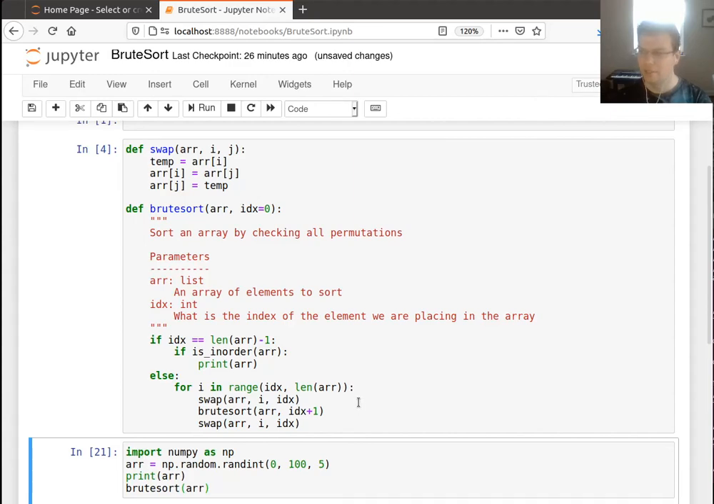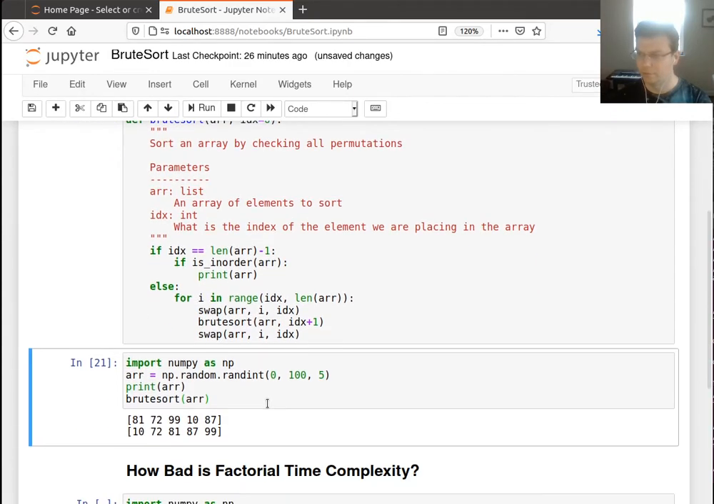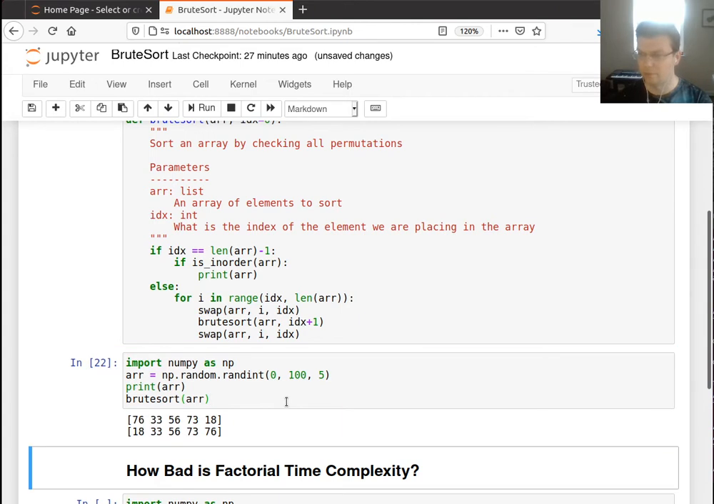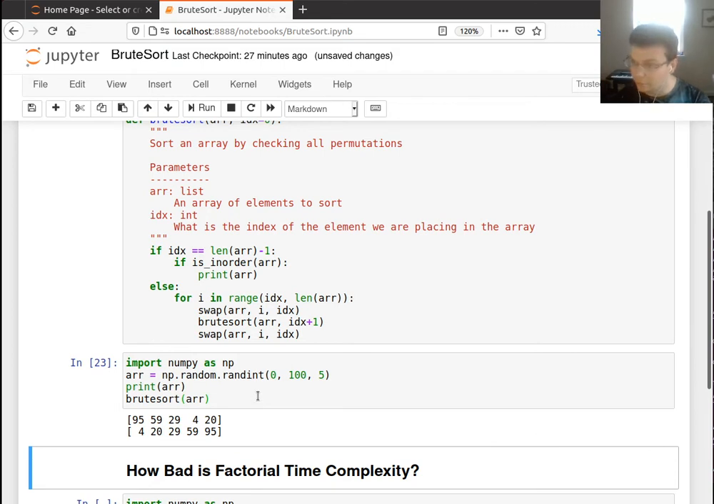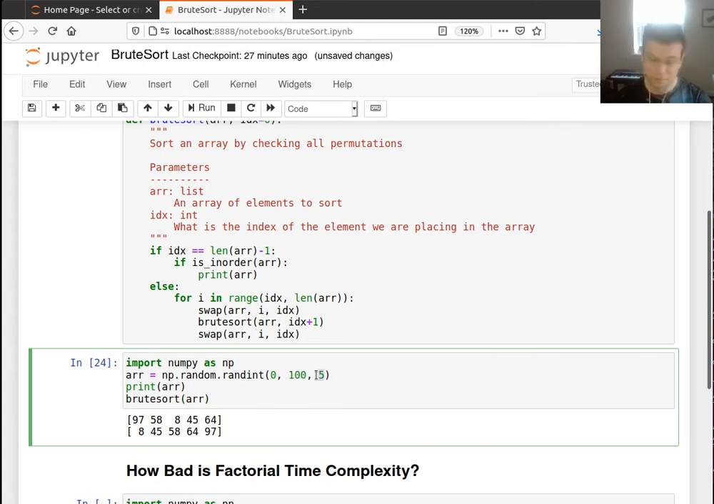All right, let's test out the algorithm that you just wrote. So let me run it on some arrays here. So here we go. Here's an array, and I see I'm getting back the sorted result. That looks good. Here's another array. Looks like it was able to sort it. Cool. It's working. So it's just checking over all permutations and returning the one which happens to be in order.